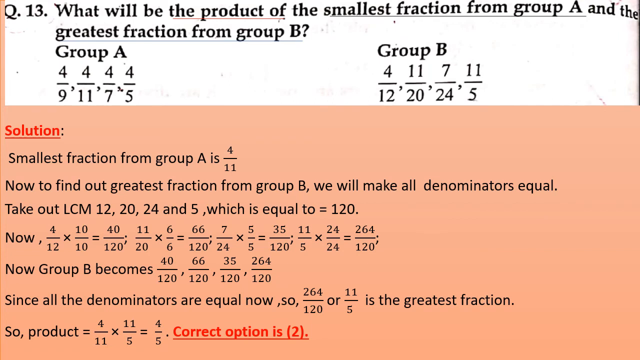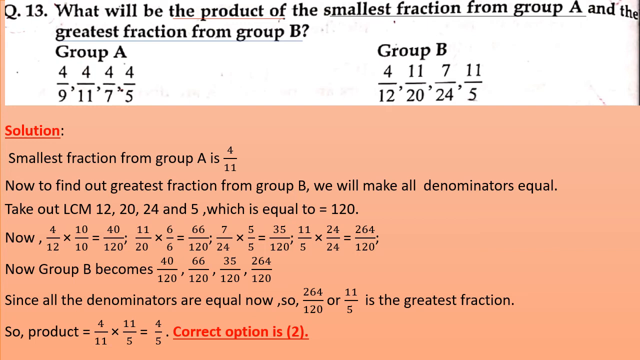Smallest fraction from group A is 4 by 11. Since all the numerators are equal, the smallest fraction will be the fraction with the greater denominator. Now, to find the greatest fraction from group B, we will make all the denominators equal. So take out the LCM of the denominators 12, 20, 24 and 5, which is equal to 120.